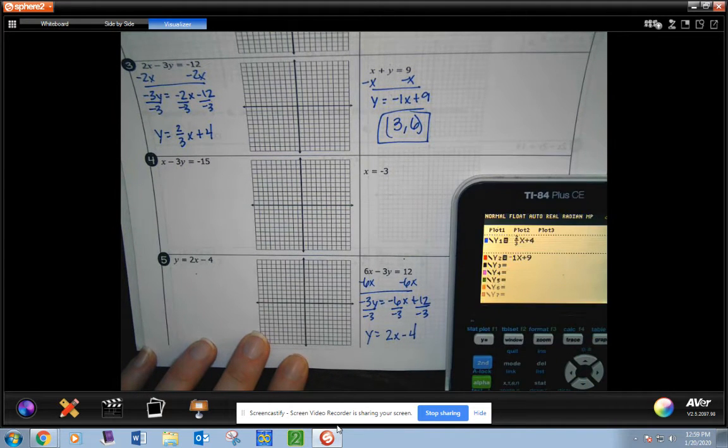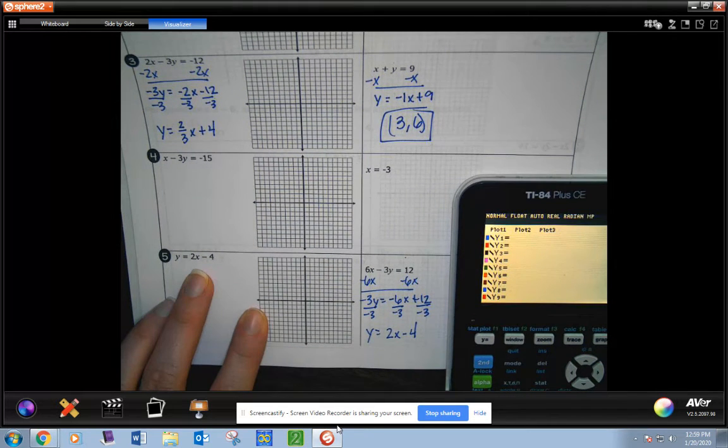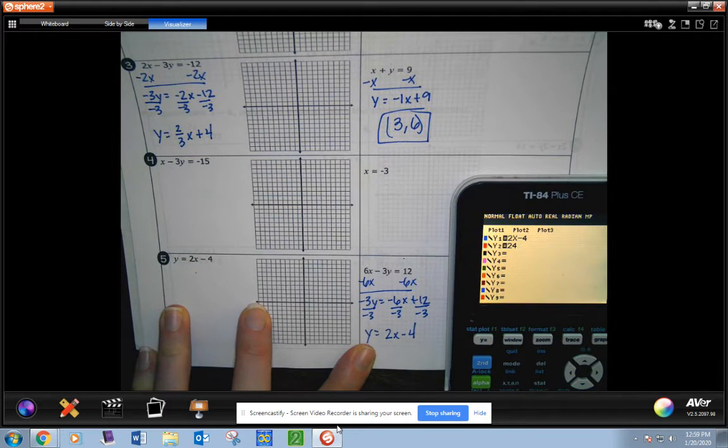Okay, so I'm going to go to y equals. I'm going to hit clear. I'm putting y1, 2x minus 4. I'm going to put in y2, 2x minus 4. You should notice something right now. Those are the exact same.